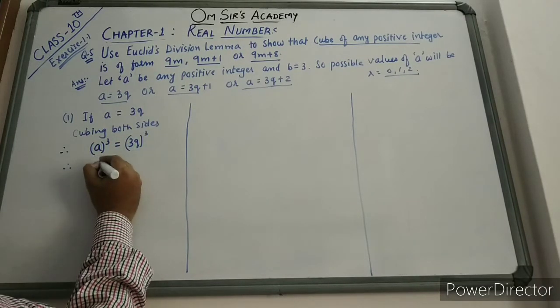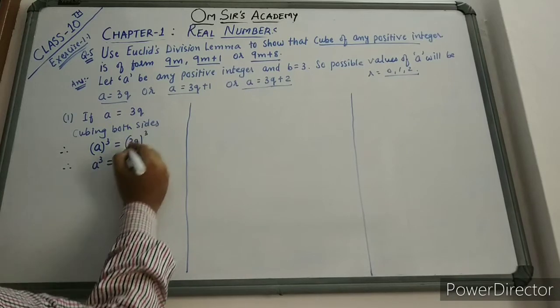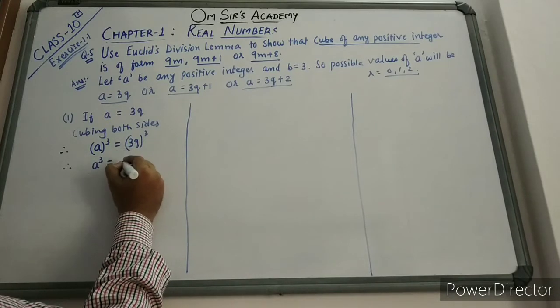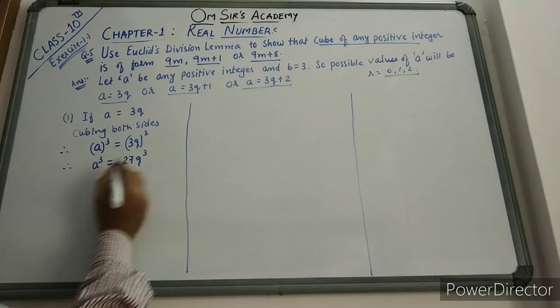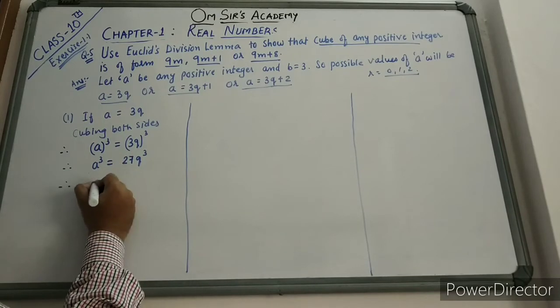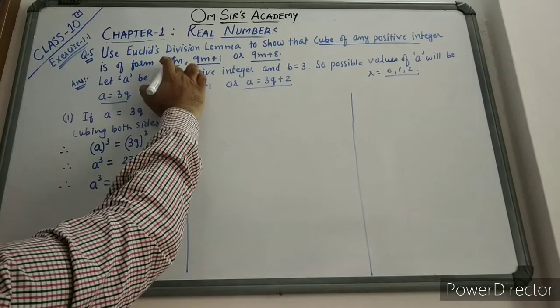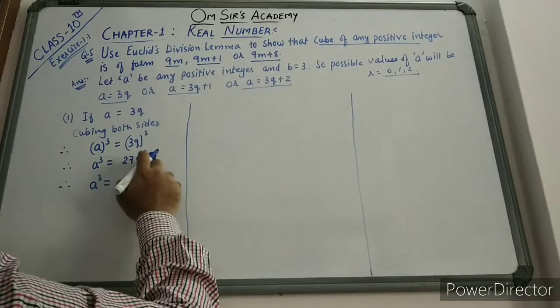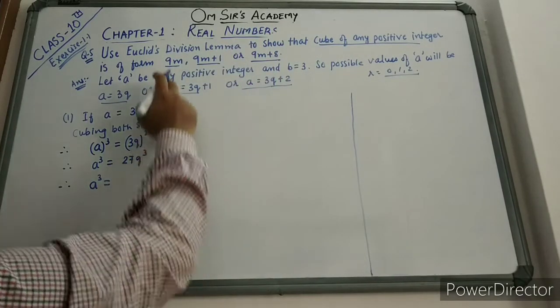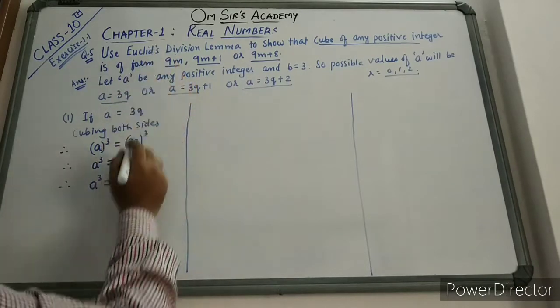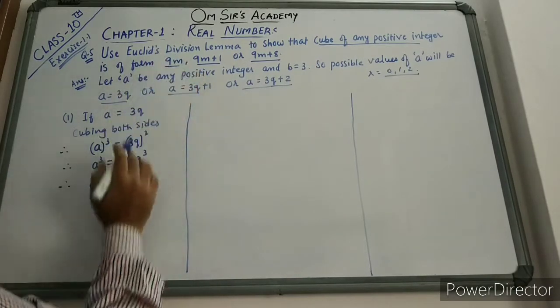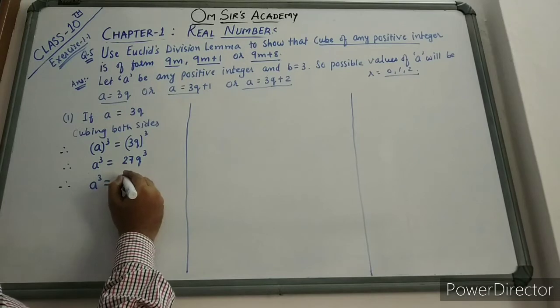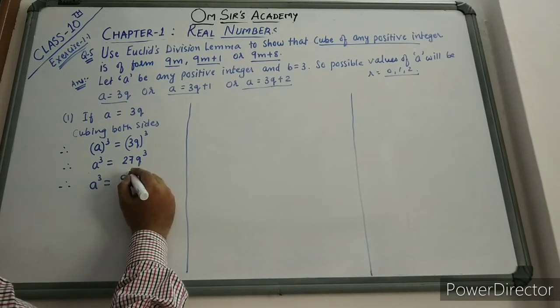So a the whole cube will be a cube. What will be the cube of 3? 3 into 3, 9 into 3 will be 27q cube. So this a cube value I have to bring into the form 9m plus 1. Here there is no remainder left behind, so I can prove this in the form of 9m. So I will take 9 common out of this. What will be left inside?